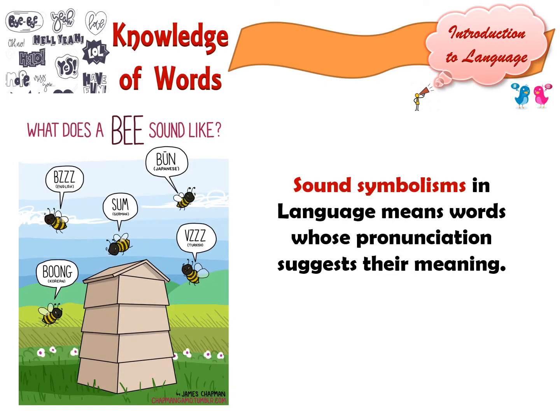Despite the arbitrary characteristic of language, sound symbolisms also do exist. Sound symbolisms in language means words whose pronunciation suggests their meanings. Most languages contain onomatopoeic words like buzz or murmur that imitate the sounds associated with the objects or actions they refer to. But even here, the sounds differ from language to language and reflect the particular sound system of the language, like the example image on the left.